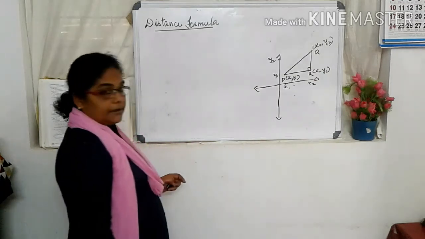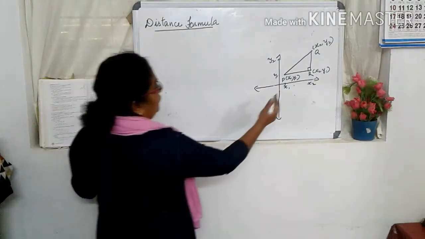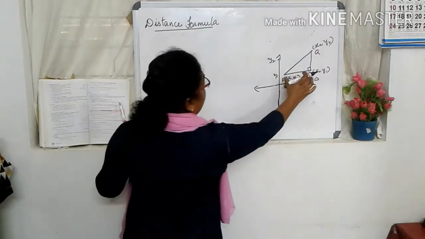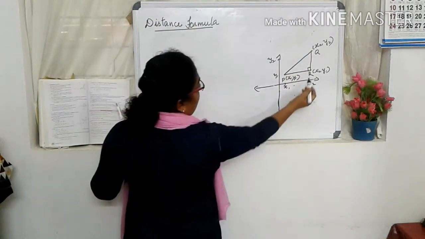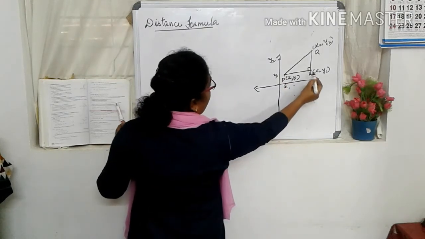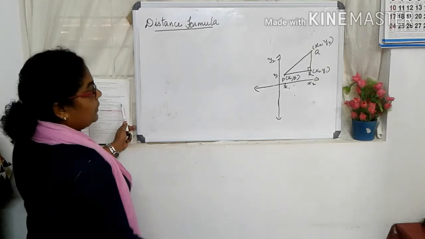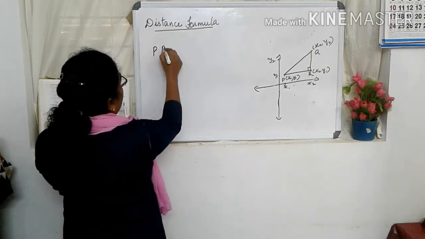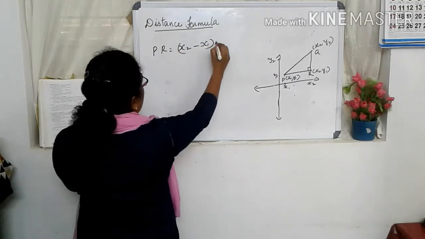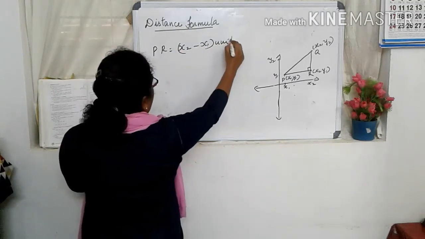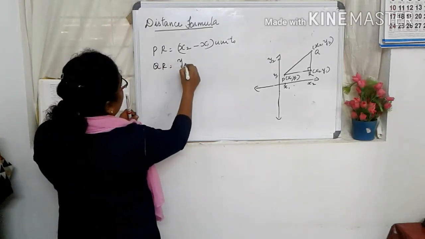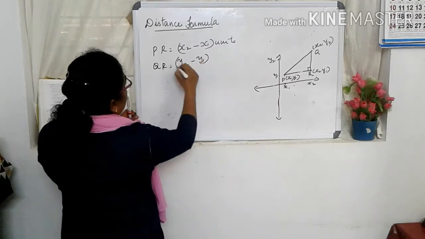In the previous example, we have to find the length of PR. Okay, PR means the distance between P and R. X2 and here how many units? X1 units and here how many units? X2 units. Therefore, the length of PR is x2 minus x1 units. Now, QR equal to y2 minus y1 units.